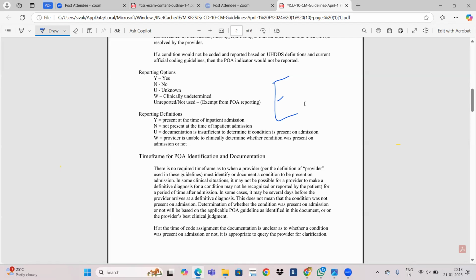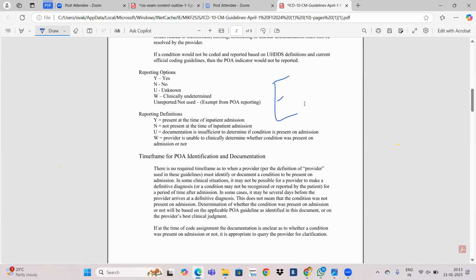What is the meaning of Y? Definition: present at the time of inpatient admission. N: not present at the time of inpatient admission. U: documentation is insufficient to determine if the condition is present on admission or not. W: provider is unable to clinically determine whether the condition was present on admission or not.